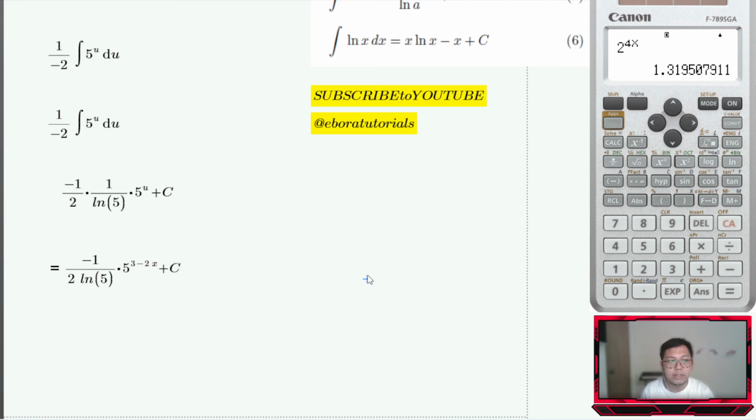Anyway, we have our answer key. Let's try to check if we got the correct answer. It's problem number 7, right? So negative, tama. So same lang. Okay. So same pa din.